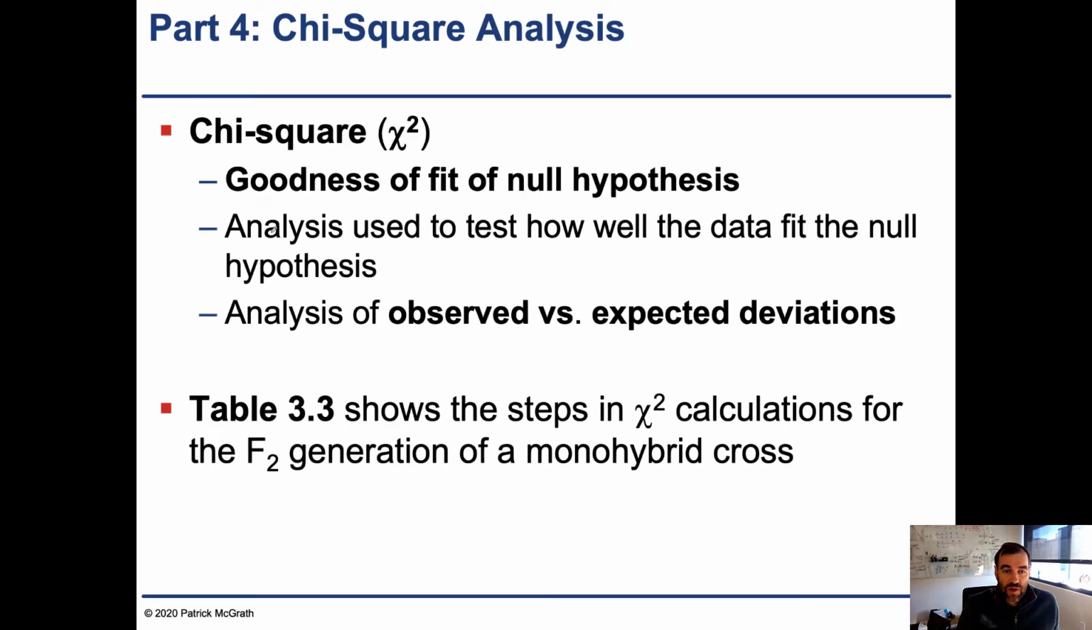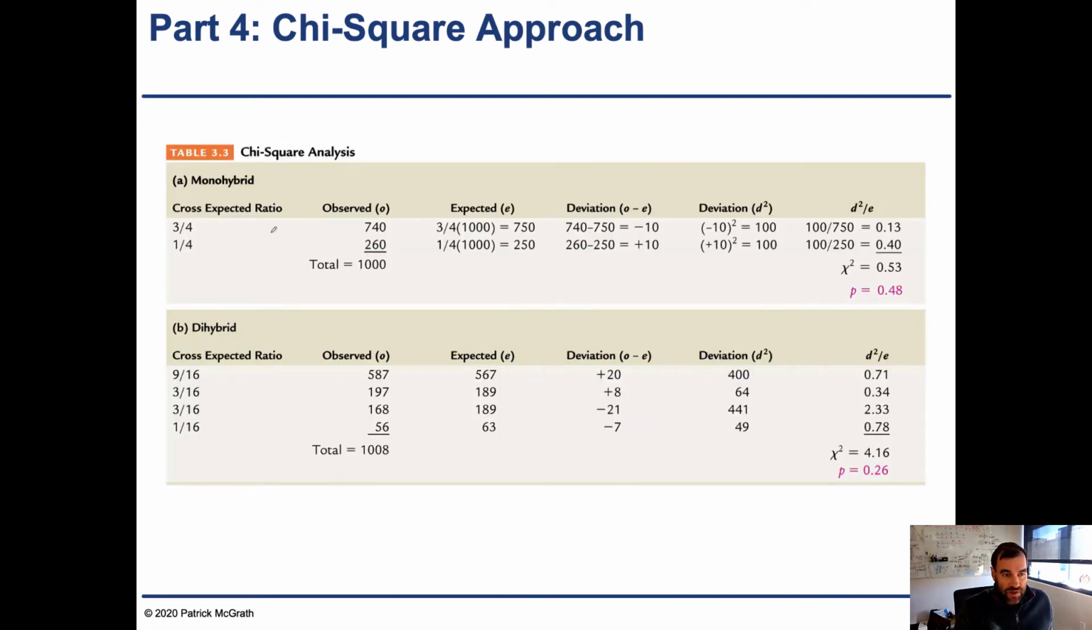If the chi-square test rejects that, then basically what it says is that the data we see is so far away from that 3-to-1 ratio, or whatever ratio we're expecting. If we were doing a dihybrid cross, we'd expect 9-to-3-to-3-to-1. Then we would reject the null hypothesis, and we would conclude that the data doesn't actually match that ratio.